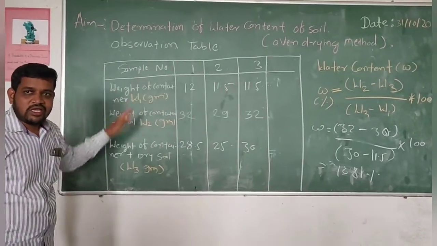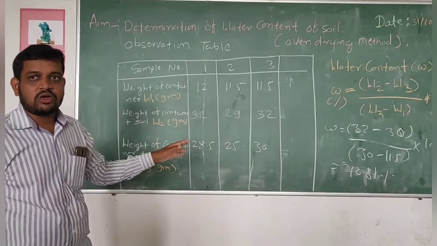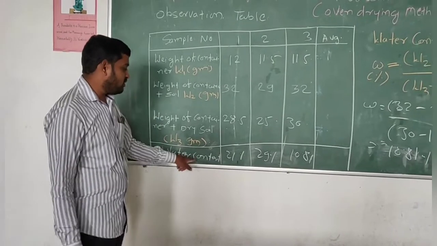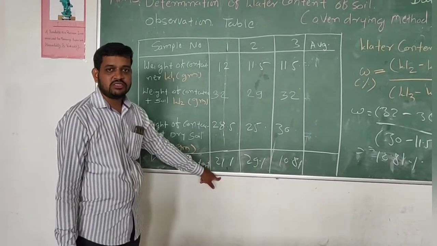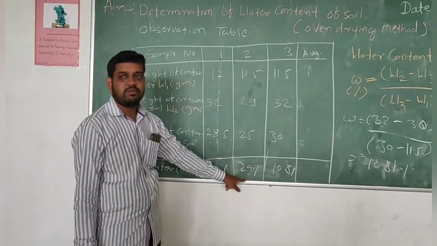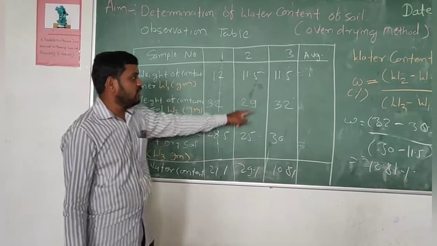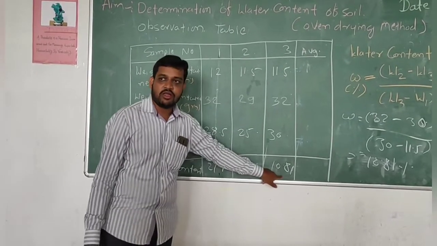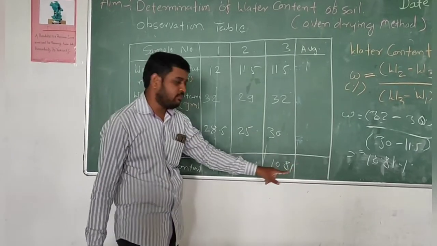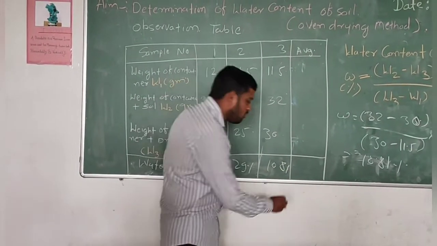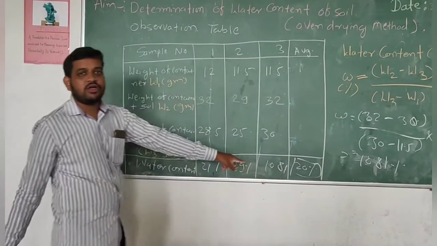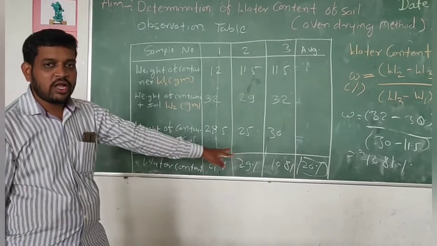Now take the average of these 3 water contents and you will get the water content of the soil. The water content for sample number 1 is 21%, which we just calculated. For sample number 2, it is 29%. And for sample number 3, it is 10.8. Now take the average of these 3, and that will be the water content of the soil sample. If you take the average, you will get 20%. So this is the water content of the soil by using the bone dry method.